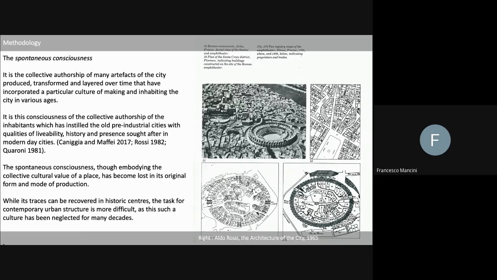But it is also, according to our thesis, what has helped build a set of values that were intimately related to the values of the people who inhabited the city. So it was a huge participatory process through this, what Muratori and Caniggia have defined as spontaneous consciousness.